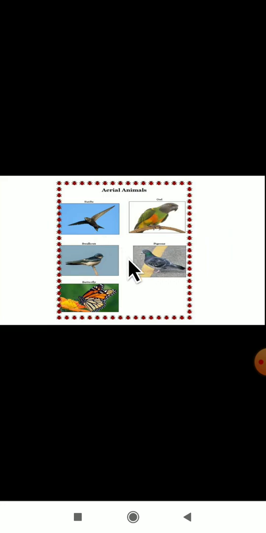For example, butterfly. Yes, the butterfly will fly, so it is an aerial animal. Pigeon. Pigeon also will fly. It is also an aerial animal. Swallow. The next one, owl. The next one here is a swift. These are the aerial animals. Examples for aerial animals.